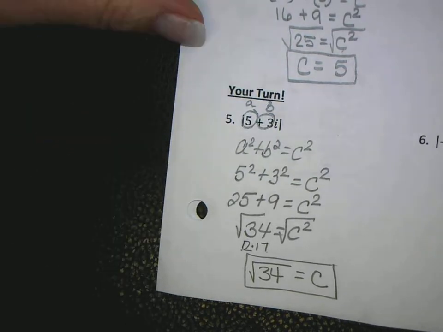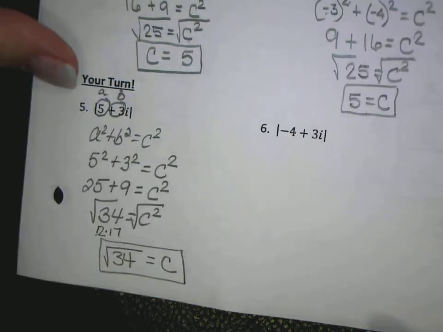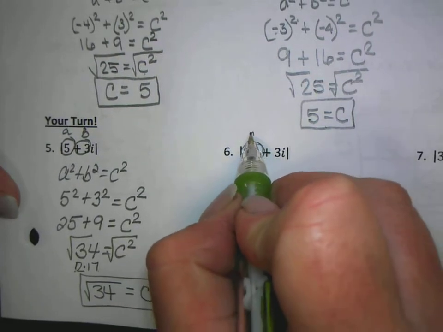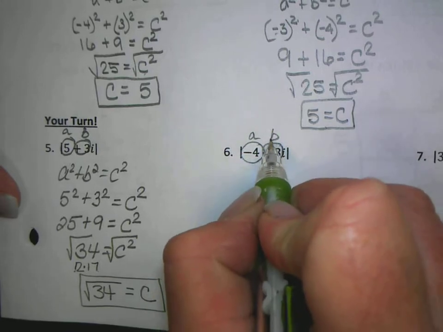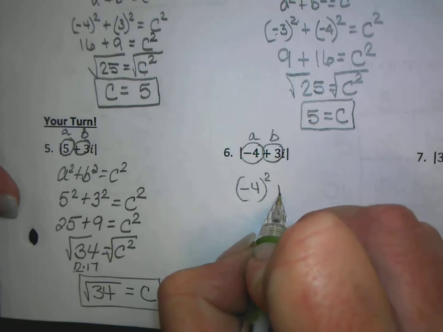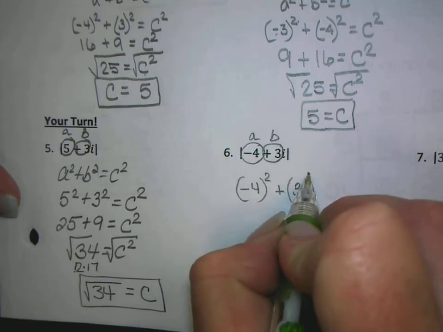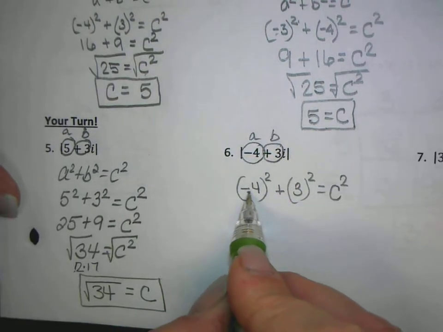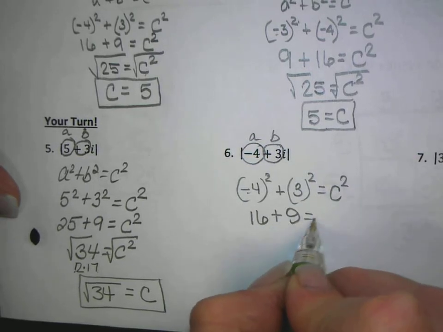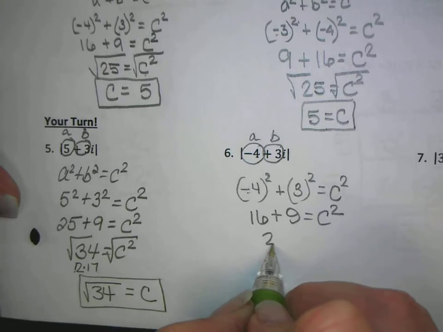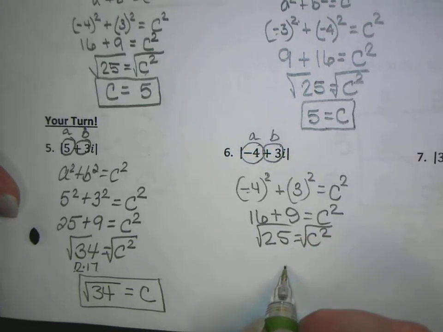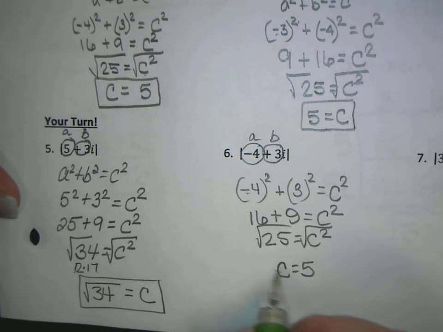Okay, go ahead and do number 6 and hit play when you're ready. All right, a is -4, b is 3. So -4 squared, a squared, plus b squared equals c squared. 16, we've seen this before, plus 9 equals c squared. 25 equals c squared, square root both sides, c equals 5. That's your final answer.